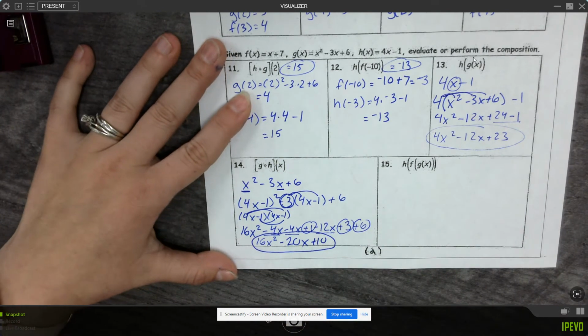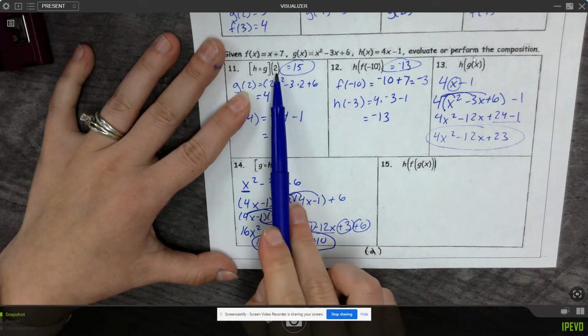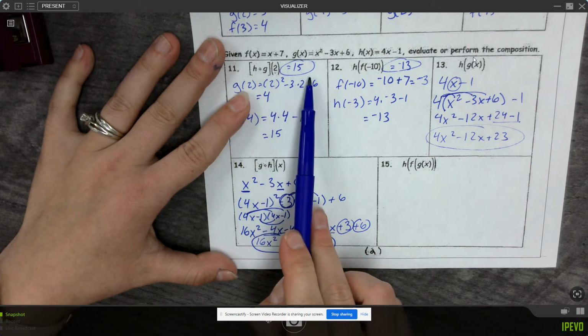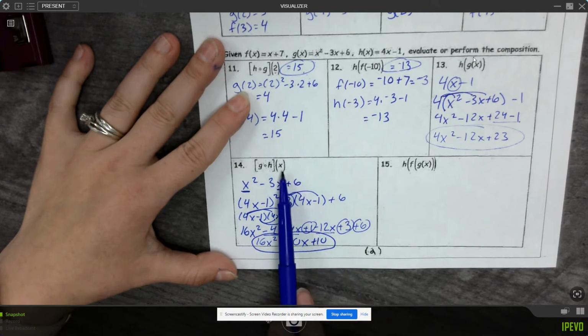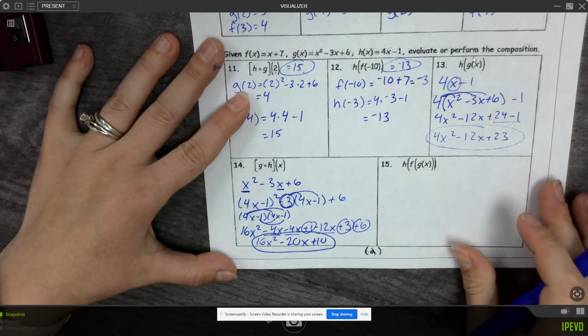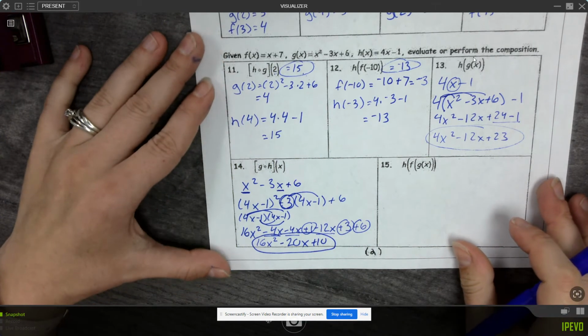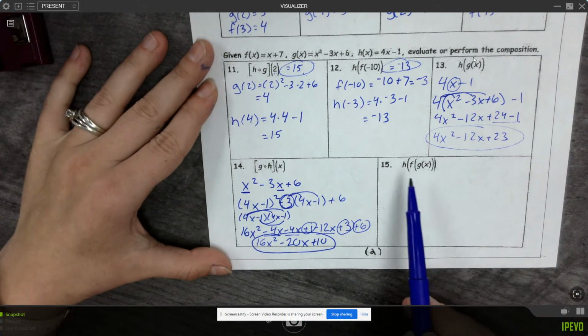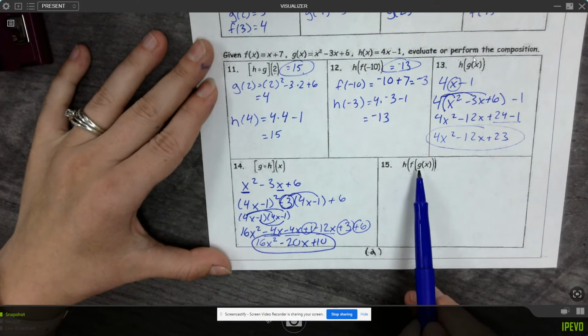There's your new function. So if you have a number right here, you should have a number here. But if you have a variable here, you should have some variables here. How many you have just depends on your problem. Okay, we have h of f of g.